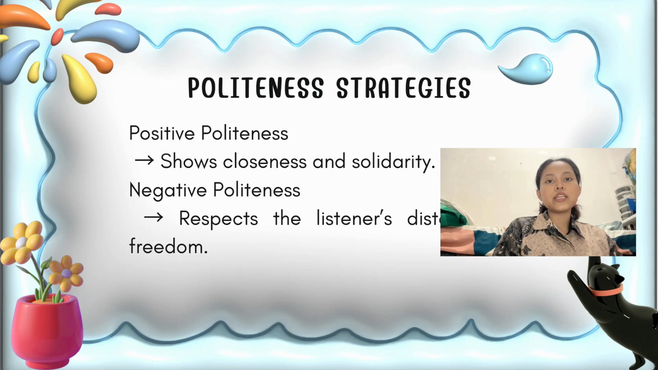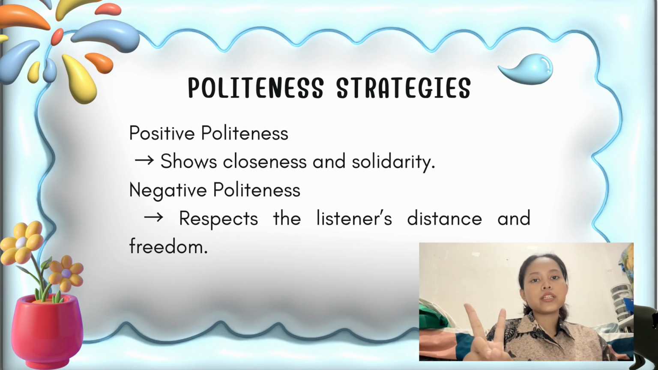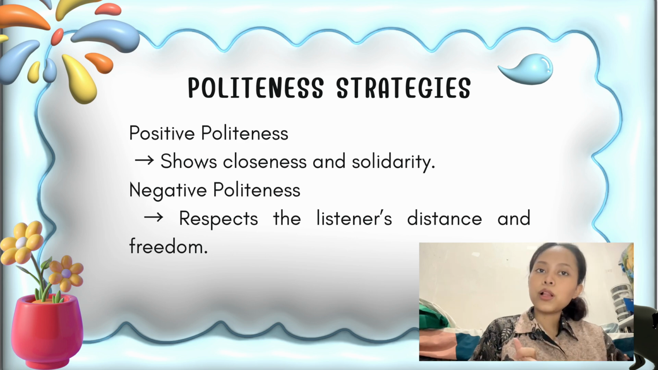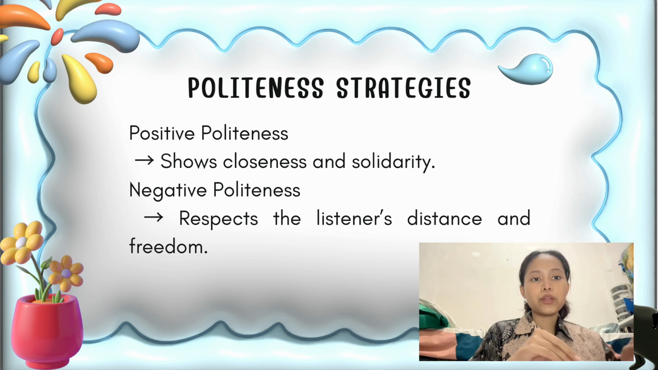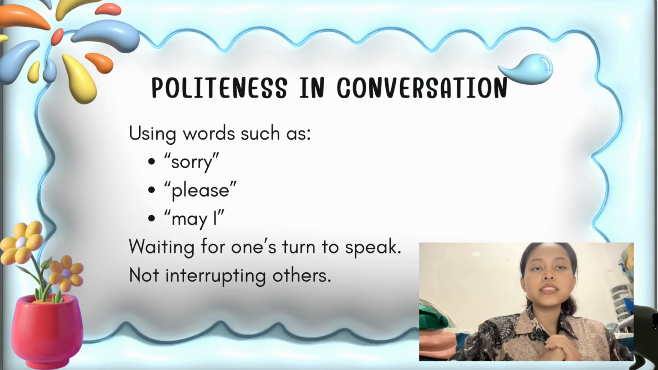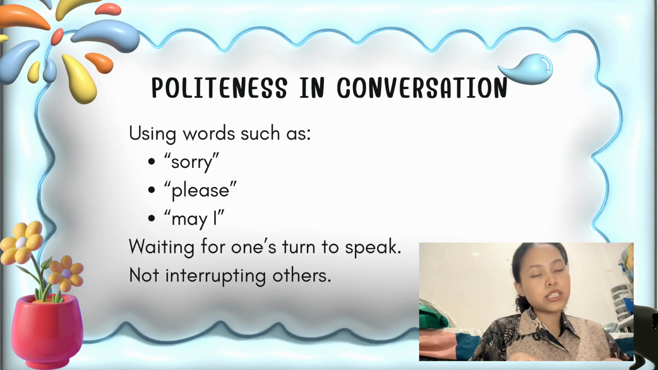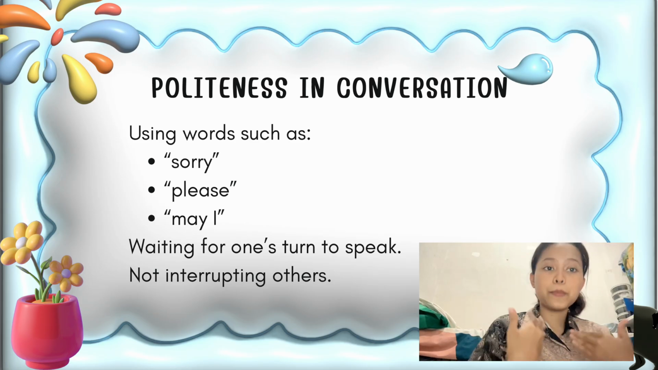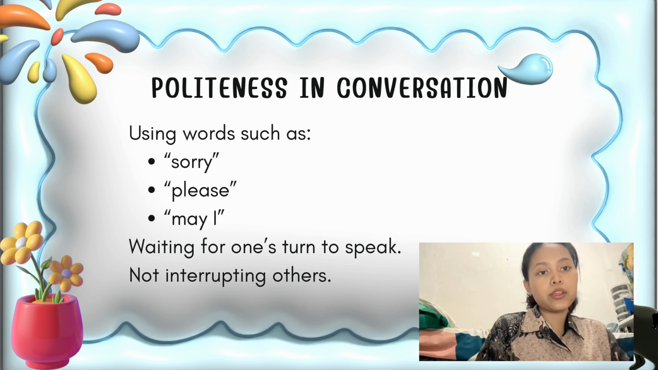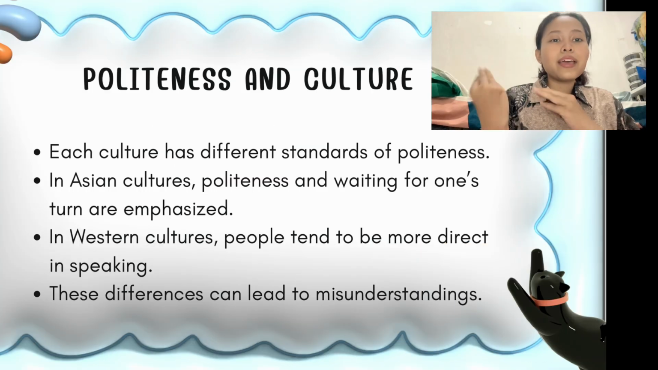Let's look at the strategies here. There are two main politeness strategies. The first one is positive politeness, and the second one is negative politeness. Positive politeness shows closeness and solidarity between the speakers, and negative politeness respects the listener's distance and freedom. And then politeness in conversation can be shown by using words such as sorry, please, and may I. It is also shown by waiting for one's turn to speak and not interrupting others.